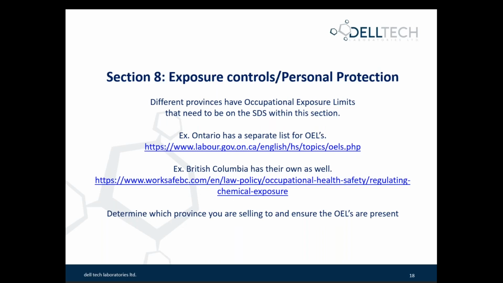For example, if your product contains methanol, you must know the OEL because above the limit, it would be a toxicity hazard to the workers that could potentially be exposed to it. OELs are typically established by the province's Ministry of Labor, so you have to know which province your product will be sold in in order to know which OELs to disclose in Section 8 of your document.